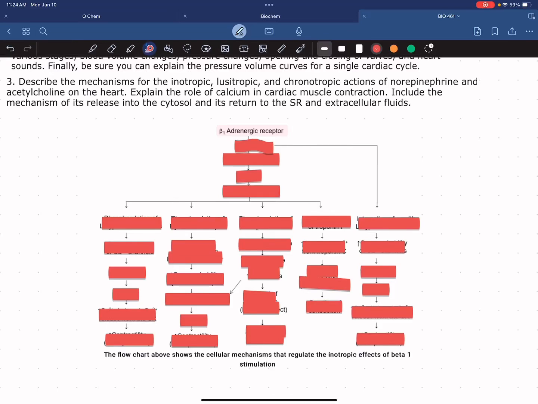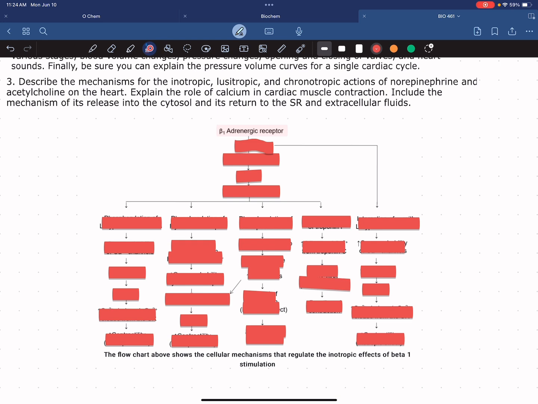Right, so question number 3 asks us to talk about the mechanisms for the inotropic, lusotropic, and chronotropic actions of norepinephrine and acetylcholine on the heart. So when talking about this question, I'm going to work through this flow chart here. It explains exactly what's going on, so we can talk through it.